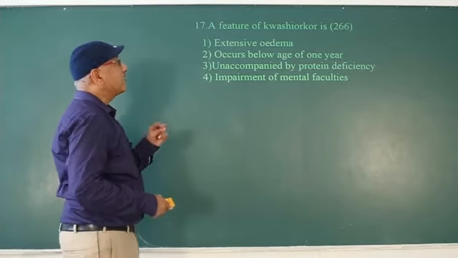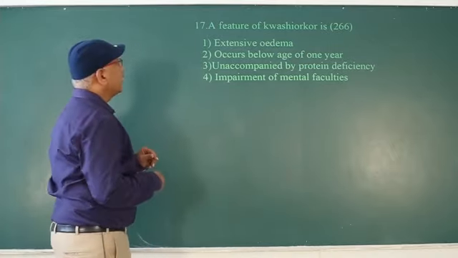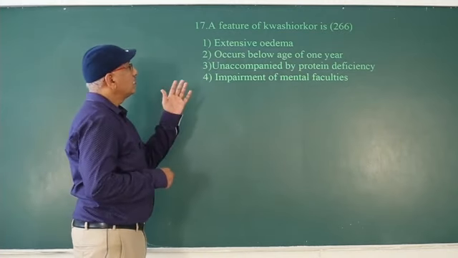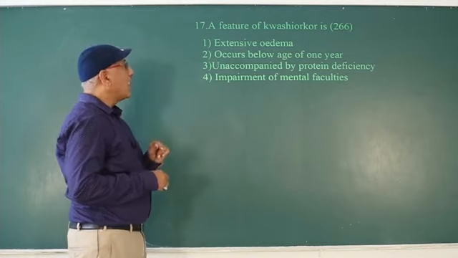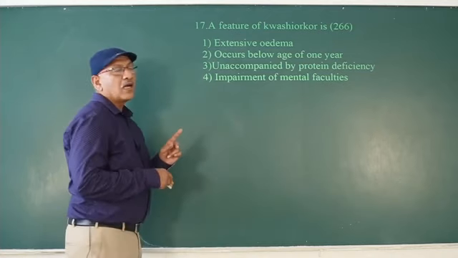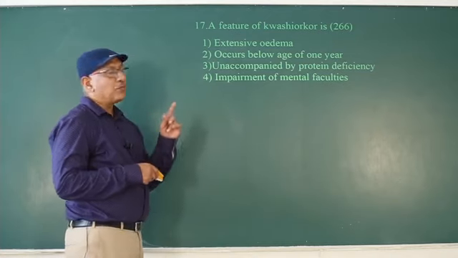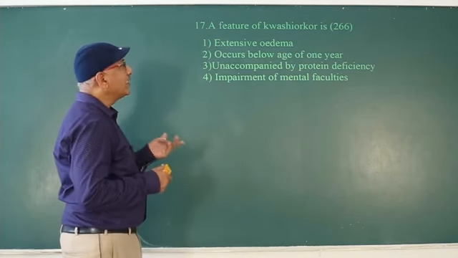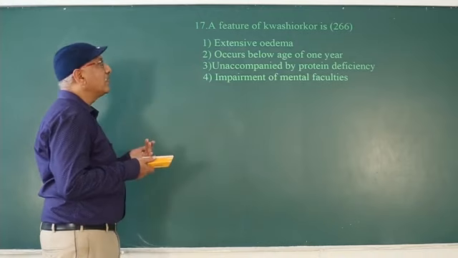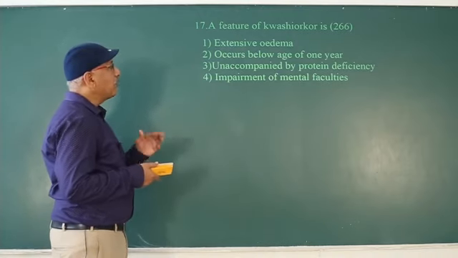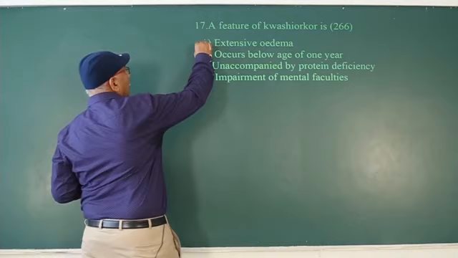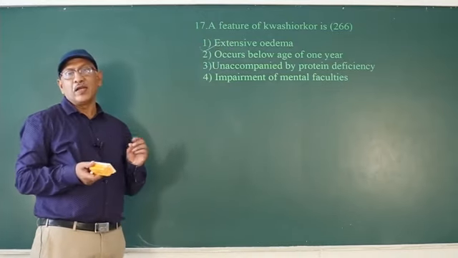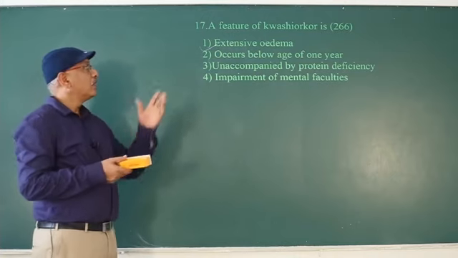A feature of Kwashiorkor is extensive edema. Edema means swelling. Occurs below the age of 1 year? Occurs above the age of 1 year. Below the age of 1 year, none. Unaccompanied by protein deficiency? It is accompanied with protein deficiency. Impairment of mental faculties? Also extensive edema. Edema means swelling.